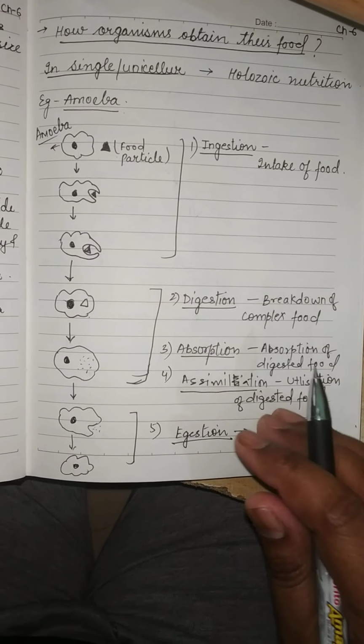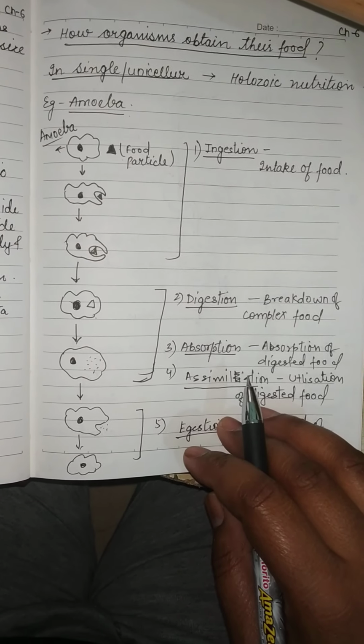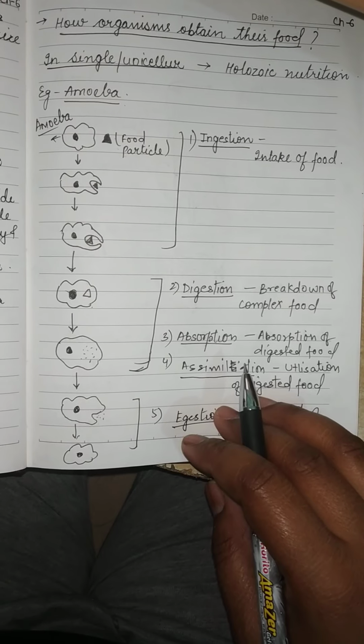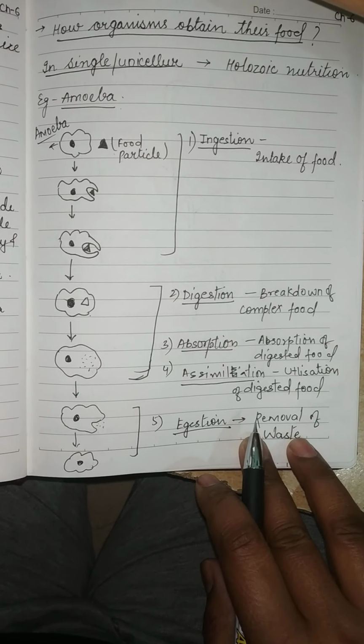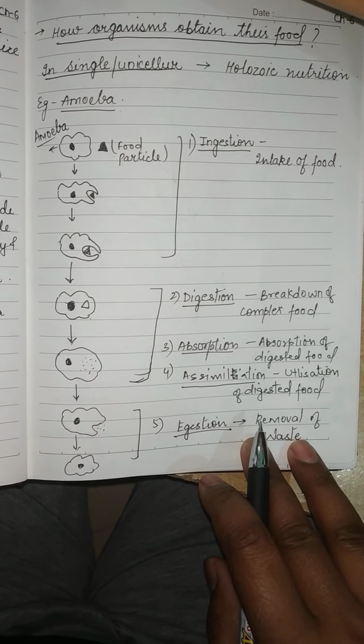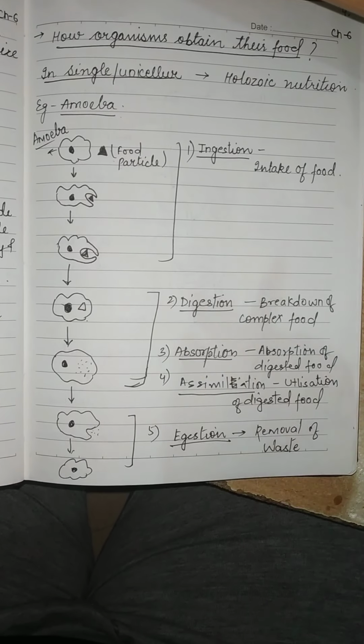Here we have completed the autotrophic mode of nutrition and the heterotrophic mode in the unicellular organism. In the next class, we will discuss nutrition in multicellular animals, that is in humans. Thank you.